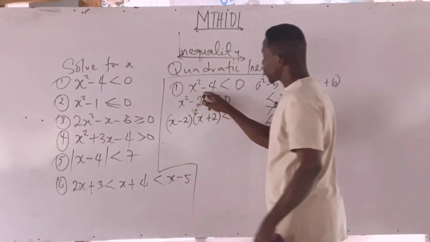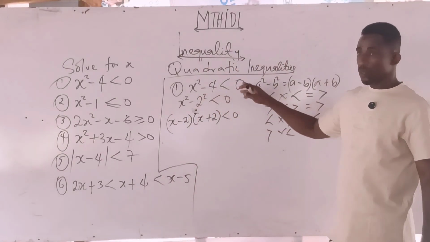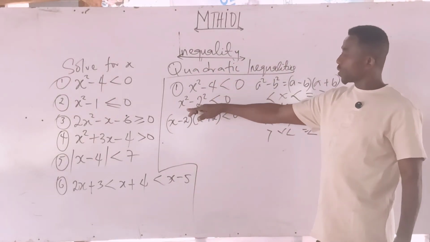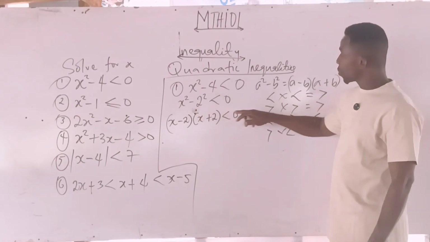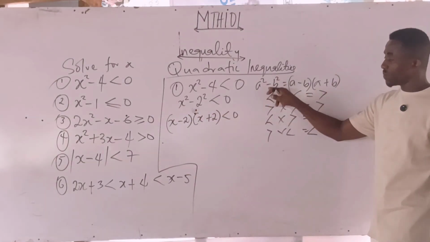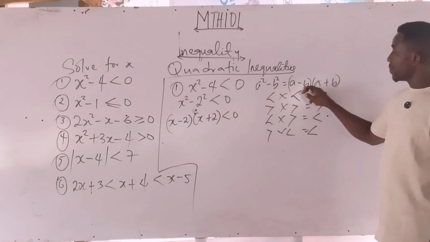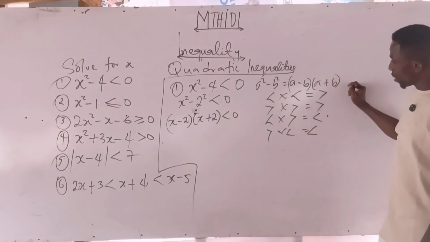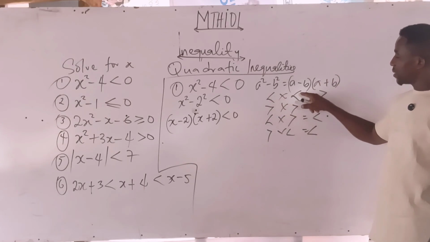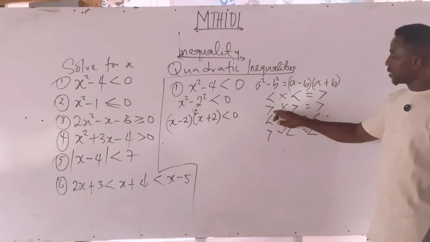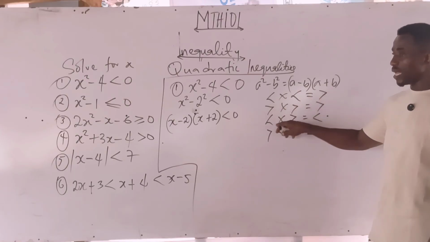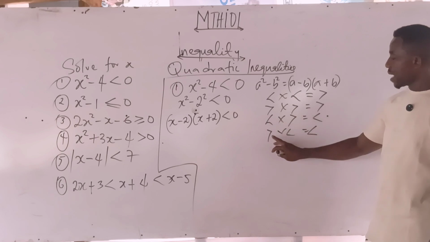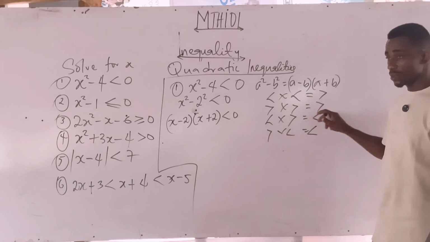Said x squared minus 4 is less than 0. For us to solve it, we use what we call difference of two squares. Just like this: a squared minus b squared is equal to a minus b times a plus b. So when it is done this way, less than times less than is what? Greater than times greater than, less than times less than, and greater than times less than.